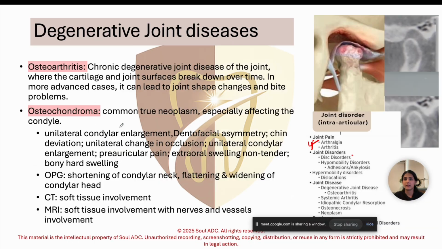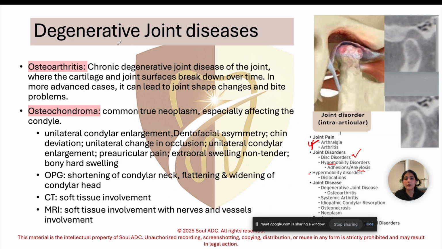Okay. Now let's go on to degenerative joint diseases. As I was talking about, we have covered this part. Hypomobility will be reduced mobility of your joint, that is, your ankylosis is a part of it. We discussed about it. Your hypermobility will be too much movement causing problems. We'll discuss things slowly. So these we have discussed.